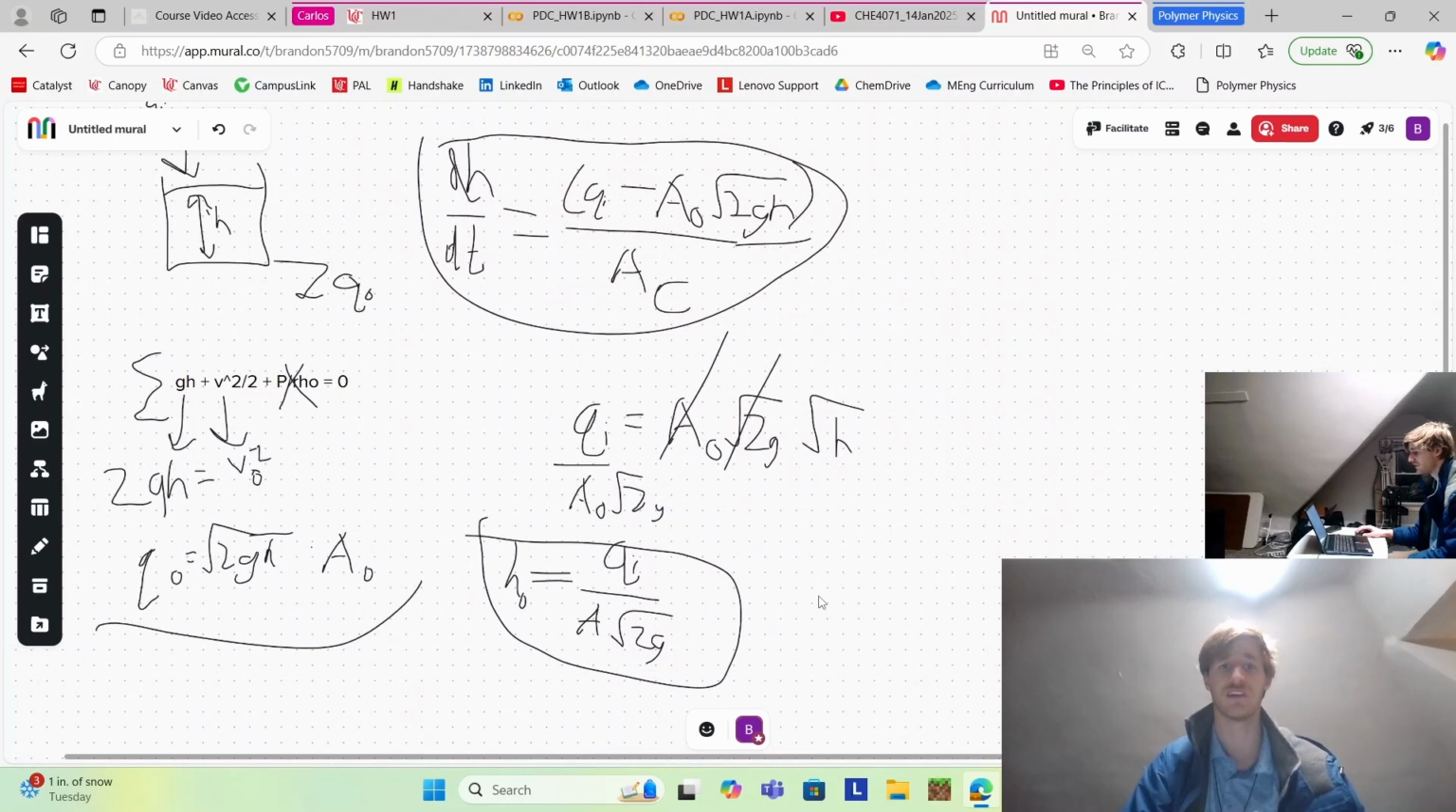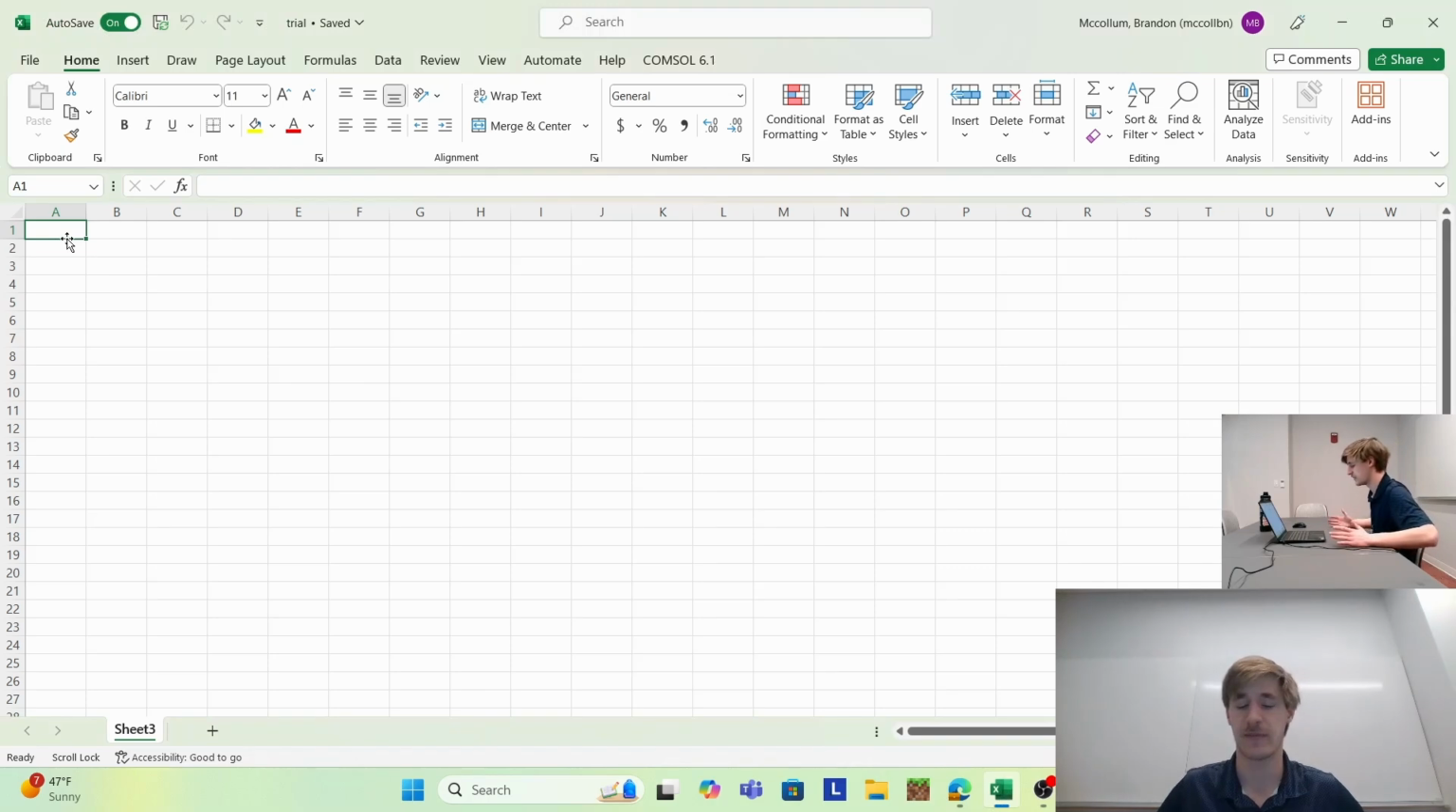H naught equals the flow going in over the cross-sectional area going out times the square root of 2g. And now I'll be moving into Excel first, then Python, to use these differential equations. All right, so here I am in Excel.